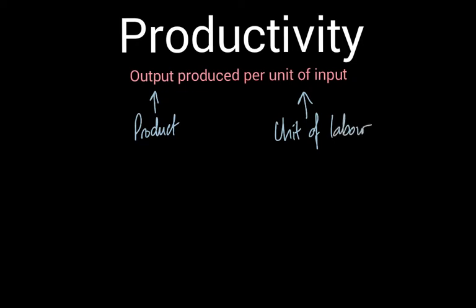So that might be one worker. More normally we talk about 1 hour worked, to remove the difficulties of measuring people if they don't do the same amount of hours. So normally we talk about a unit of labour as being hourly production. Each unit of labour is 1 hour of work, essentially.